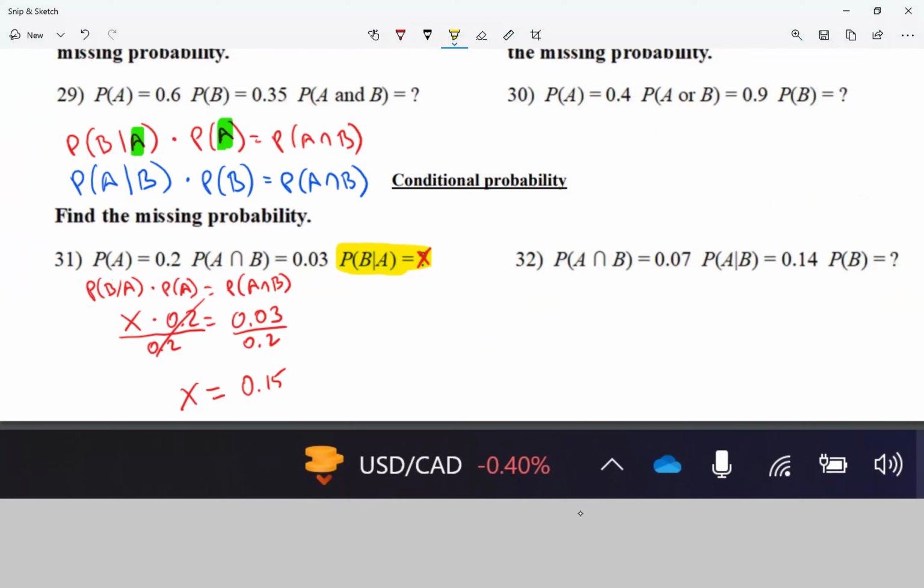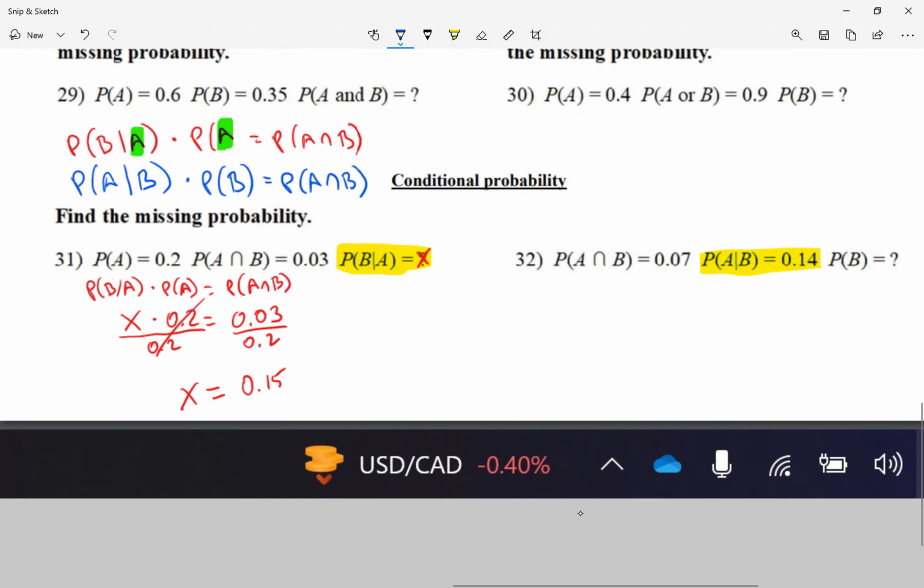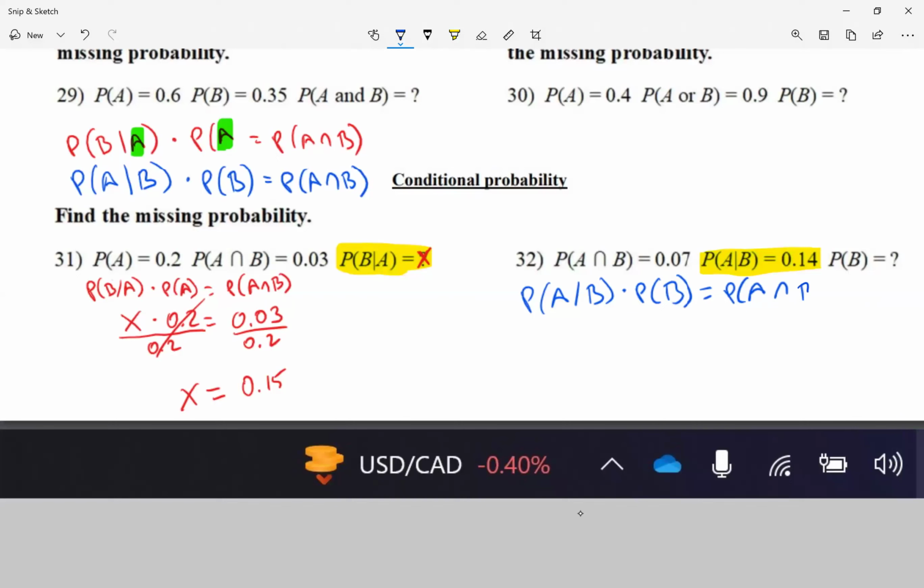Here, I want you to pay attention to this part right here, the given. Probability of A given B. Am I going to use the red formula or am I going to use the blue formula? Yes, I'm going to use the blue formula. So let me just rewrite this as probability of A given B times the probability of B has to equal the probability of A intersect B.